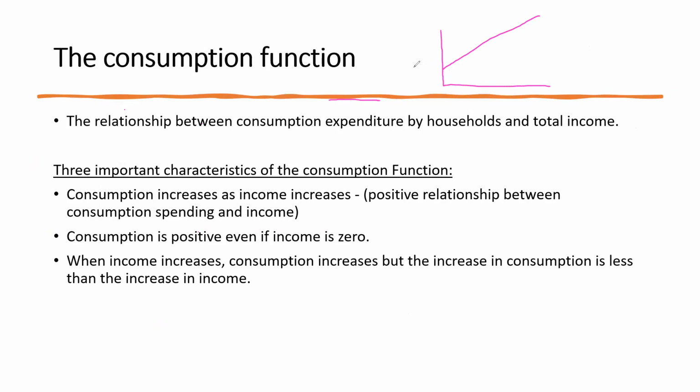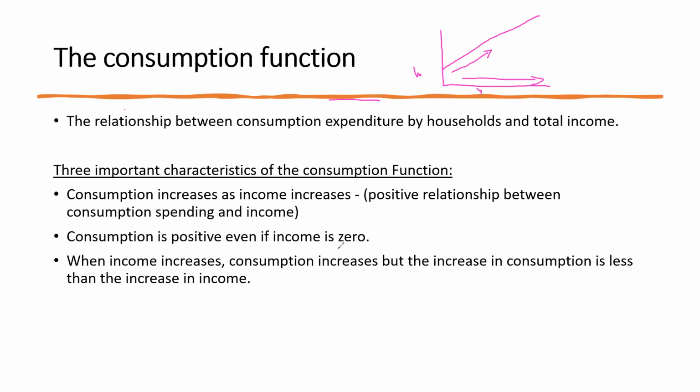So on this side we have expenditure, and on the other side we have Y for what? For income, right? There are three important characteristics of consumption that you have to know. One is that consumption increases as income increases, right? So you can see consumption is like this. As your income is increasing, going this way, your consumption function will also increase like this, meaning that there's a positive relationship between consumption and income. If income increases, your consumption also increases.